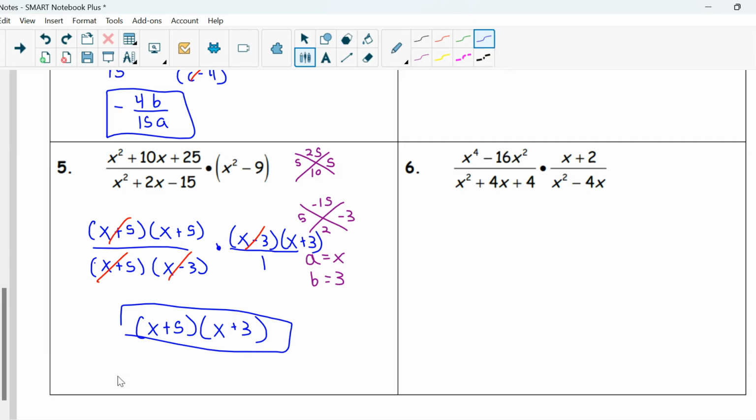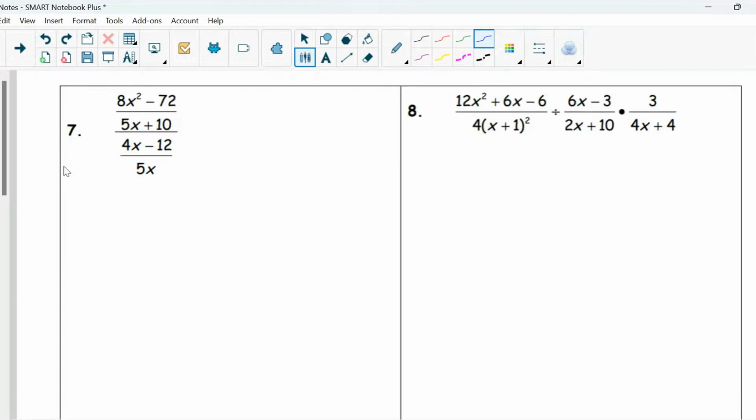So really, the key that we saw here in number 5 is that if you can factor, do it. Because many times you are going to find reductions that will allow you to simplify your fraction. All right, one more example here for the video.